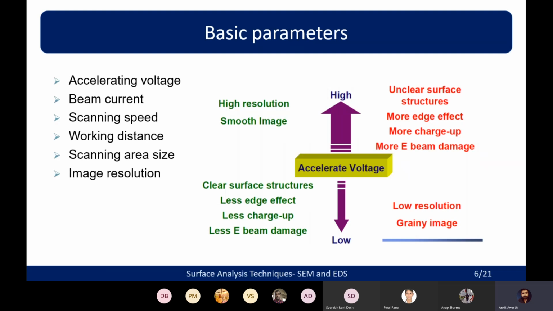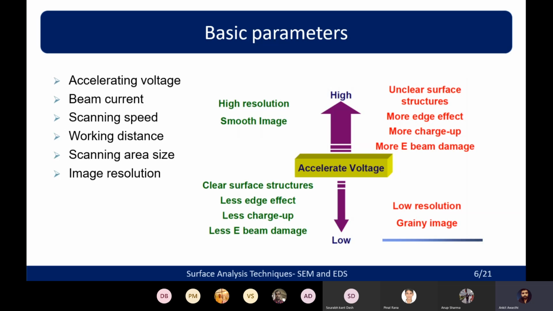When we perform SEM analysis, these six parameters are very important to get a clear, sharp image with a high resolution and without the loss of any information. That is a very important thing in the case of SEM. Sometimes we get a very good image, but there is some loss of information. So the first thing is the accelerating voltage, which we apply to bombard the electron beam onto the surface.